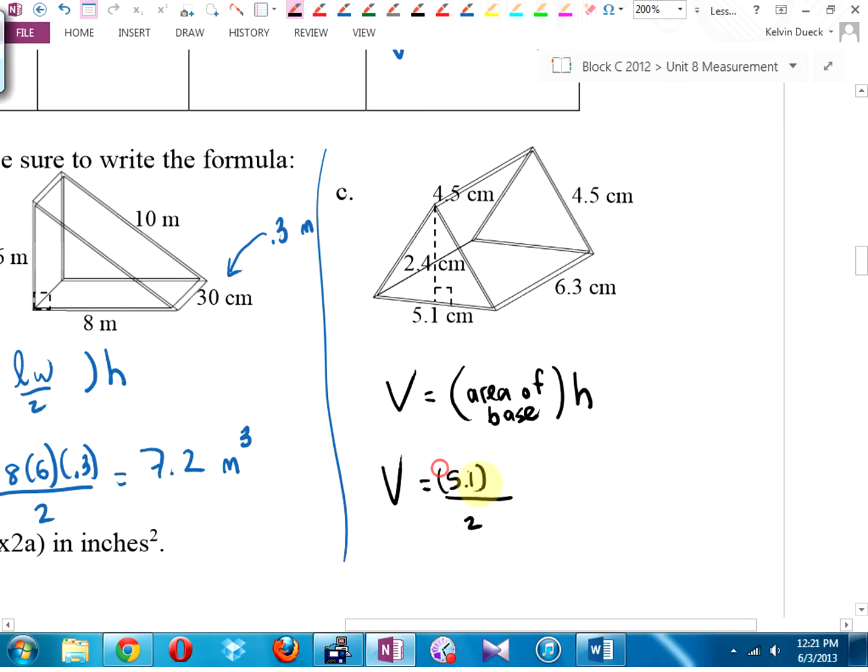5.1 times 2.4, and then times the actual height of the object itself. Did we use the 4.5s at all? Just there to distract you. Actually, you would need those if you wanted to find the surface area, which is tomorrow's, Wednesday's lesson. Nope, Wednesday's your test. Monday's lesson.